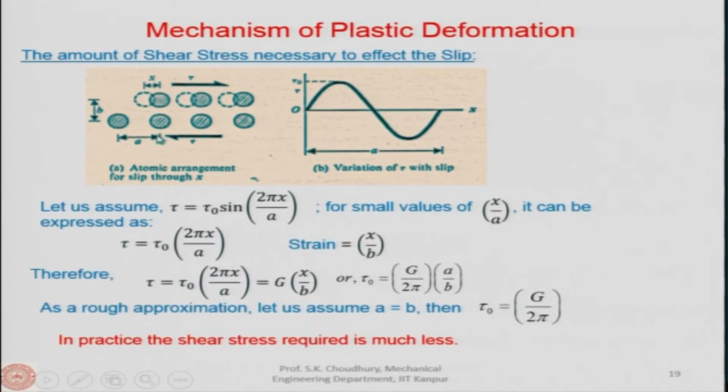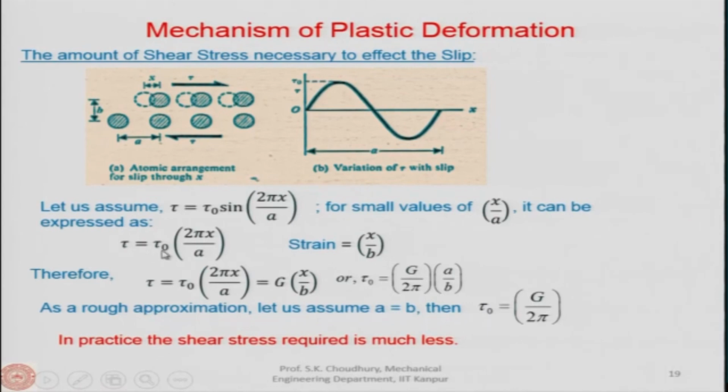A is the interatomic distance, b is the distance between the layers or the layer thickness. For small values of x by a, we can actually say that sine of 2 pi x by a is equal to 2 pi x by a, we can ignore the sine.